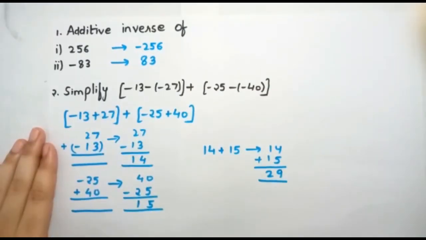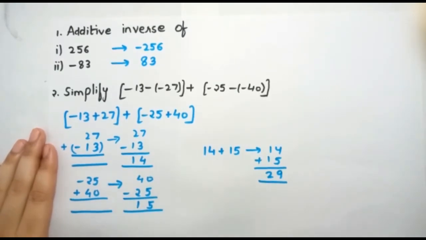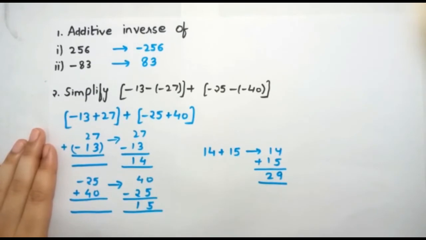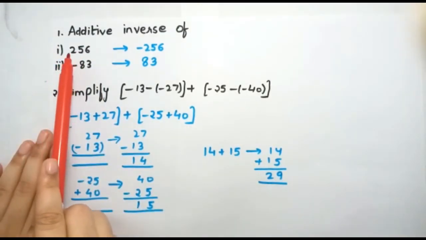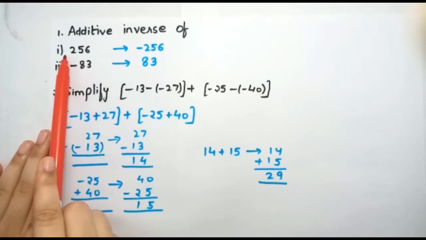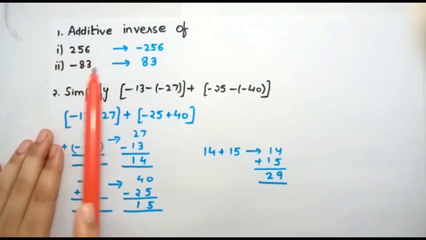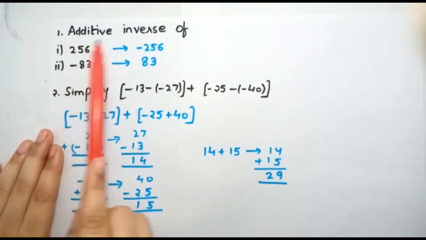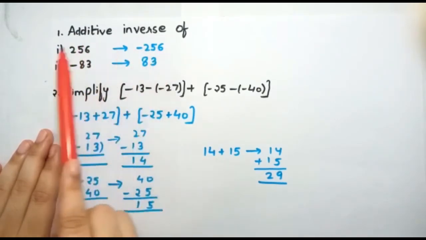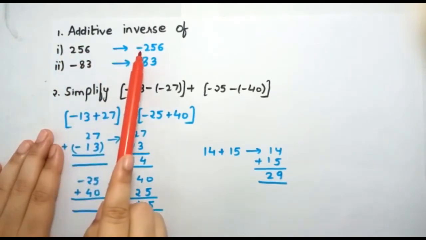So next one is the additive inverse. How do we find the additive inverse? This is one of the easiest problems in the addition and subtraction of integers. So let us solve with an example. We have to find the additive inverse of 256. Additive inverses always have the same magnitude. So 256 and 256. Only the sign is different. Here the sign is positive, here the sign is negative.